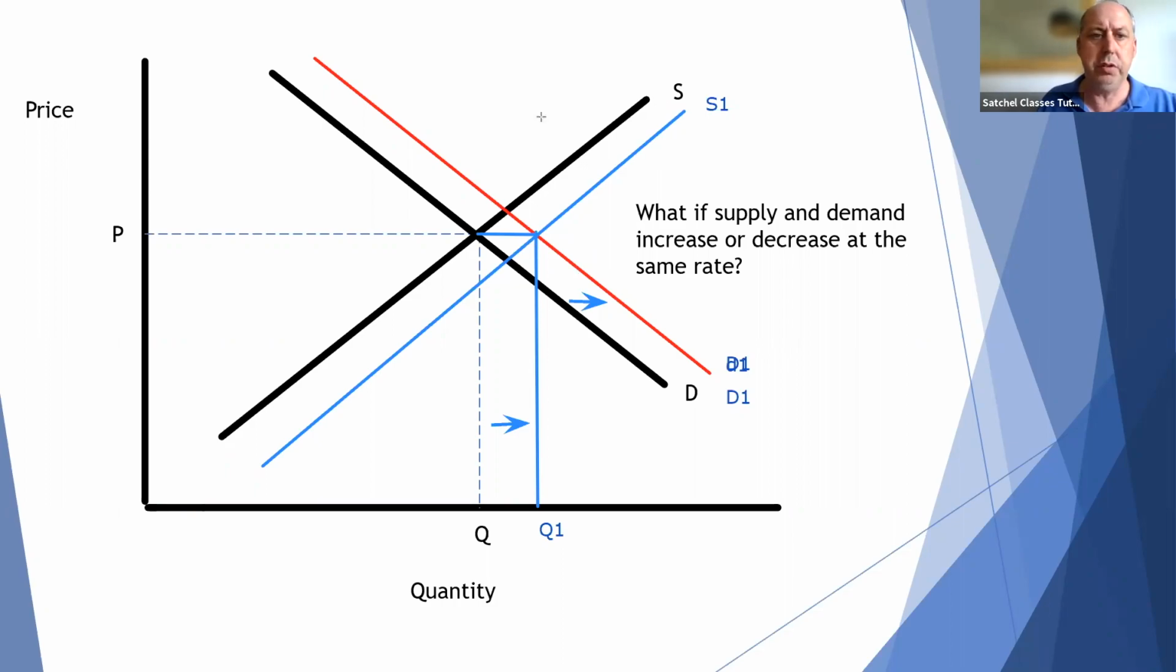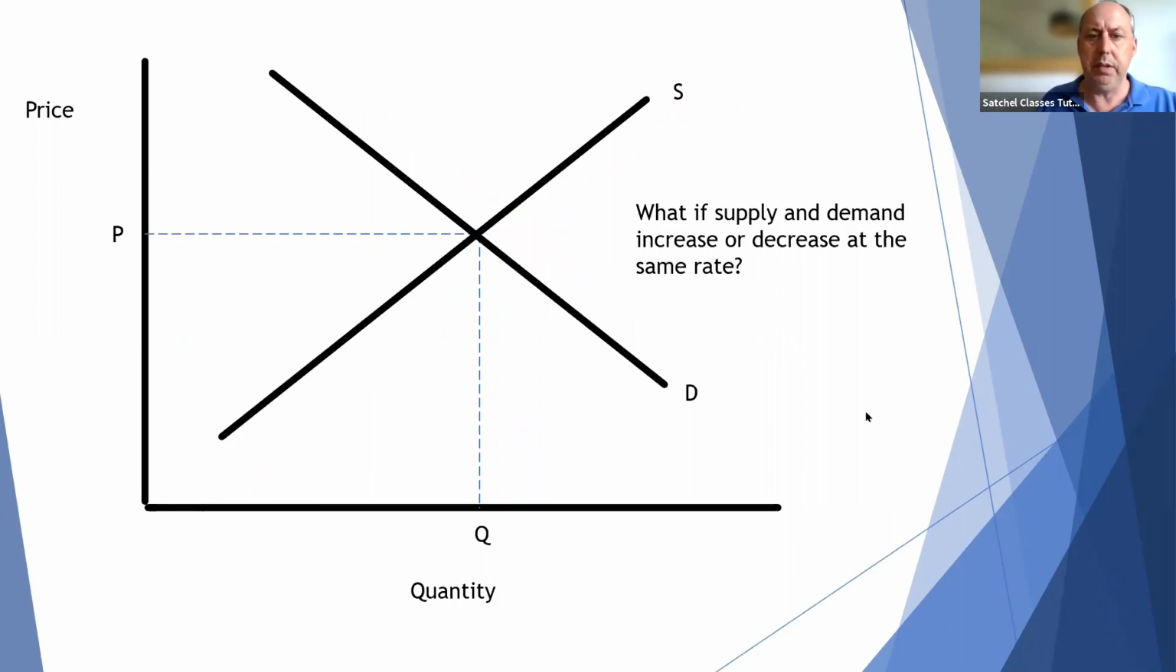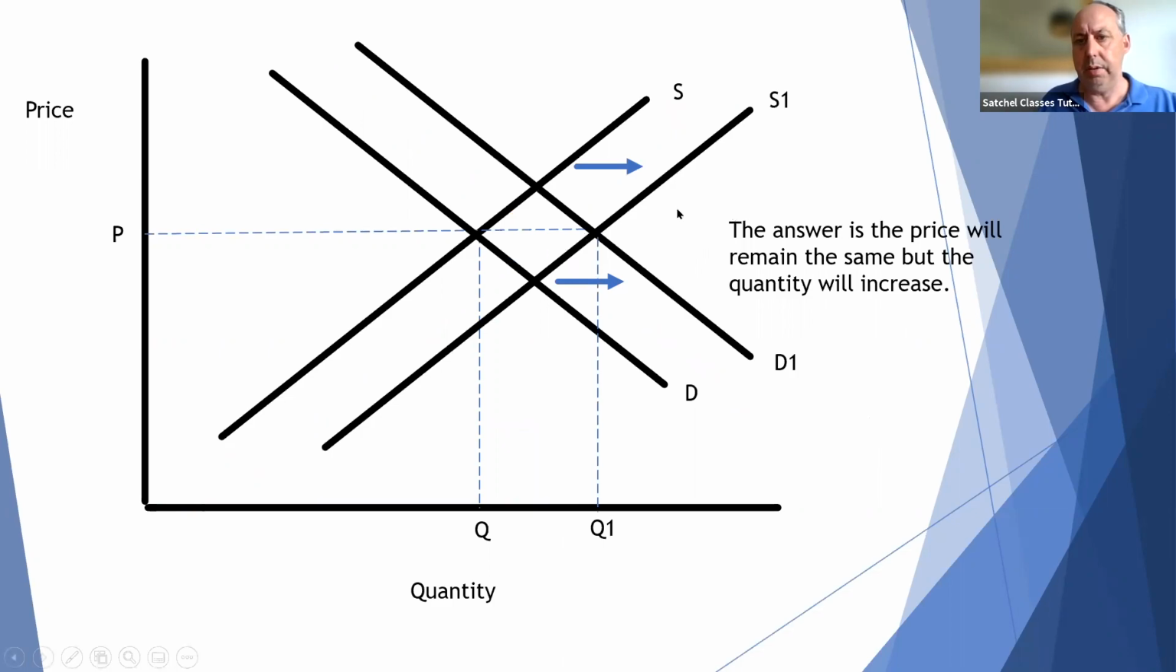Let's clear all those drawings and move this on so we can see the answer: the price will remain the same, but the quantity will increase. And you'll notice that these lines are parallel to each other. So the demand lines are parallel and the supply lines are parallel, which is shifting across to the right on both of them.